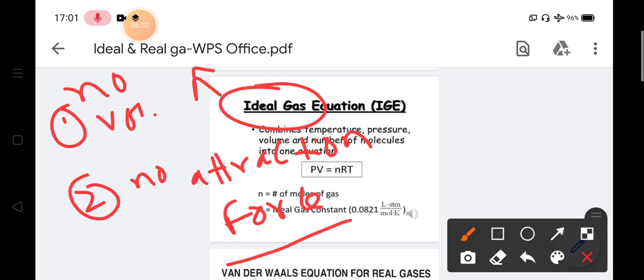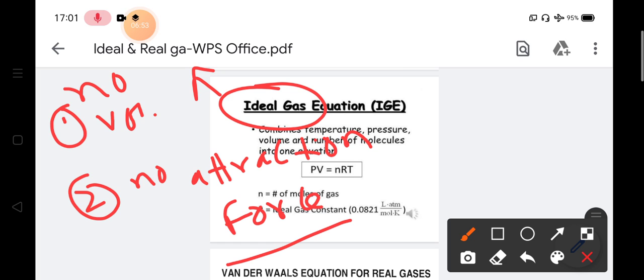But in the case of real gas, the particles of real gas have certain volume in it. Also they have certain attraction force in between them. So there are interparticular attraction forces present in the case of real gas, because real gas doesn't follow Boyle's law and Charles law completely.